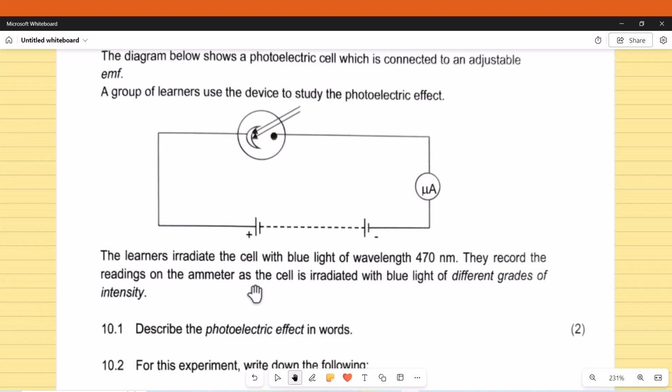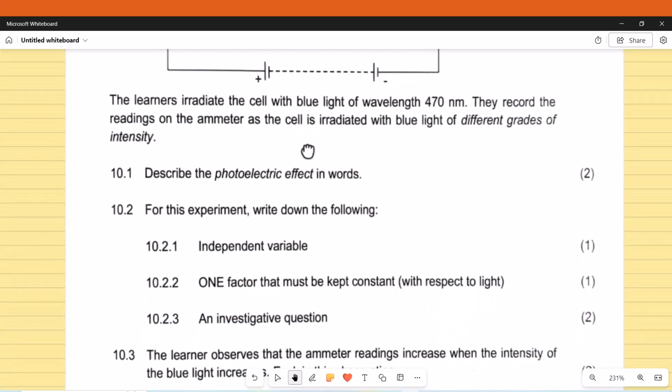They say describe in words what you mean by photoelectric effect. So what did we say is photoelectric effect? Anybody who remembers what is photoelectric effect? So we said that the photoelectric effect, okay, it's a process where electrons are ejected from a metal surface when light of a suitable frequency is incident on that surface. I repeat, photoelectric effect is the process where electrons are ejected from a metal surface when light of a suitable frequency is incident on that surface.